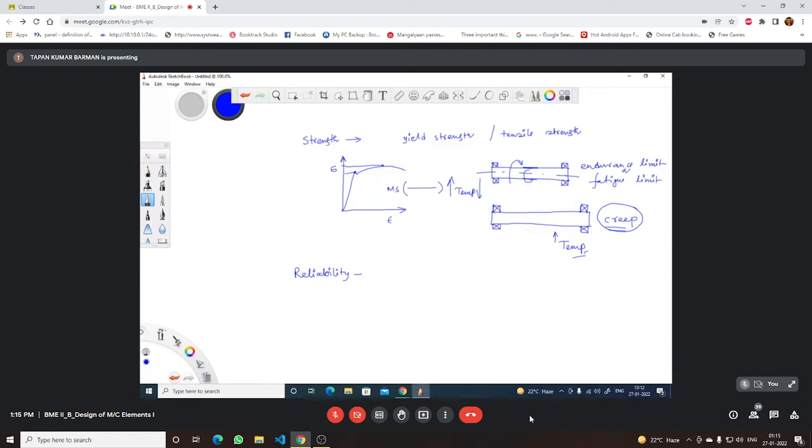So we have to do some optimization of this. What should be the accepted level of reliability so that that product will be competitive enough in the market. At the same time, the product will perform well up to its specified life. You will find that for different products, there is one warranty period. Say warranty period of 6 months, 1 year, 2 years, like this.